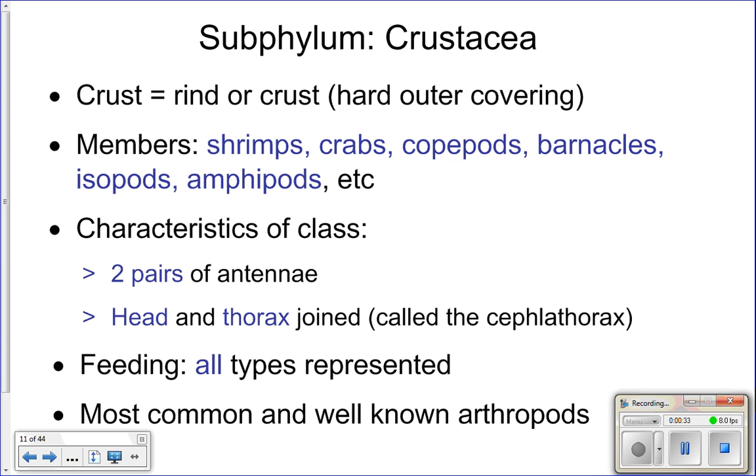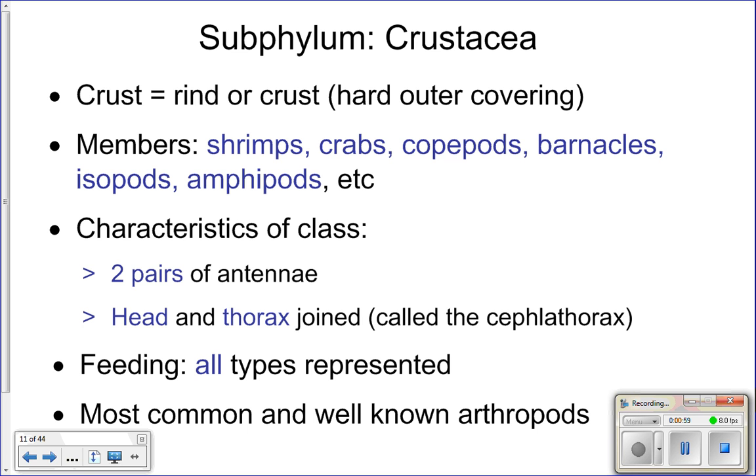The term Crustacea has a very specific meaning. Crust is the rind or crust or the hard outer covering, which this class or subphylum is known for. So if you've ever eaten crab and you've tried to crack through the shell of a crab, what you're actually cracking through is that crust or that hard outer covering, or their exoskeleton is actually what it is. So they get the name Crustacea from having this hard outer covering.